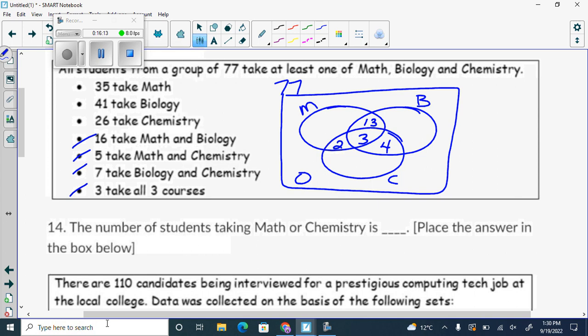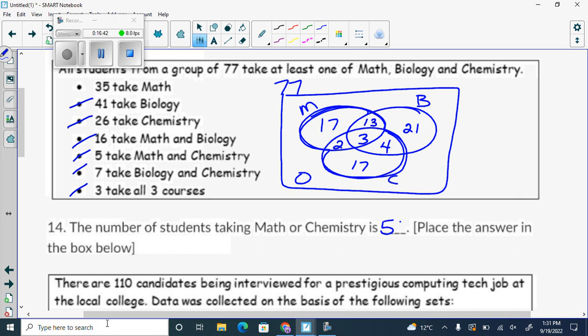26 take chemistry. In the chemistry circle, there are already 9, so this would be 17. 41 take bio. In the bio circle, there's already 20, so this would be 21. 35 take math. In the math, there's 13, 16, 17, 18, so this would be 17. Hopefully that adds up to 77. The number of students taking math or chem would be this, which I don't know how much that is.